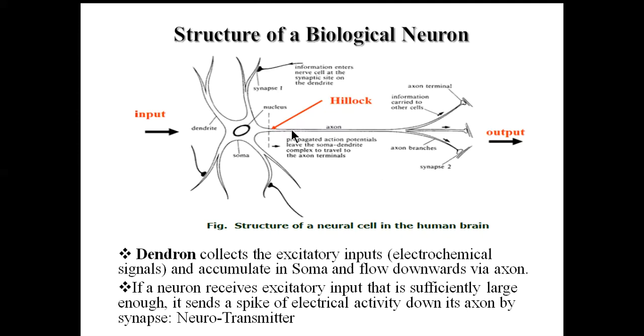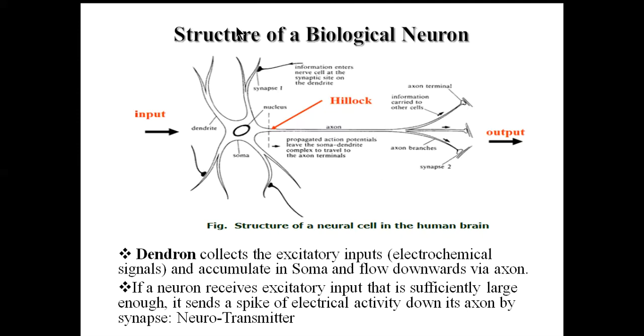Now, the total accumulated electrochemical signals pass through the axon to the end, which is called the axon terminal. At the end there is a neurotransmitter release point called the synapse. Using this synapse, the overall electrochemical signals can be transmitted to the next neuron. You can see the synapses from the other neurons here, and this portion is also called a synapse, connected at the end of the axon.